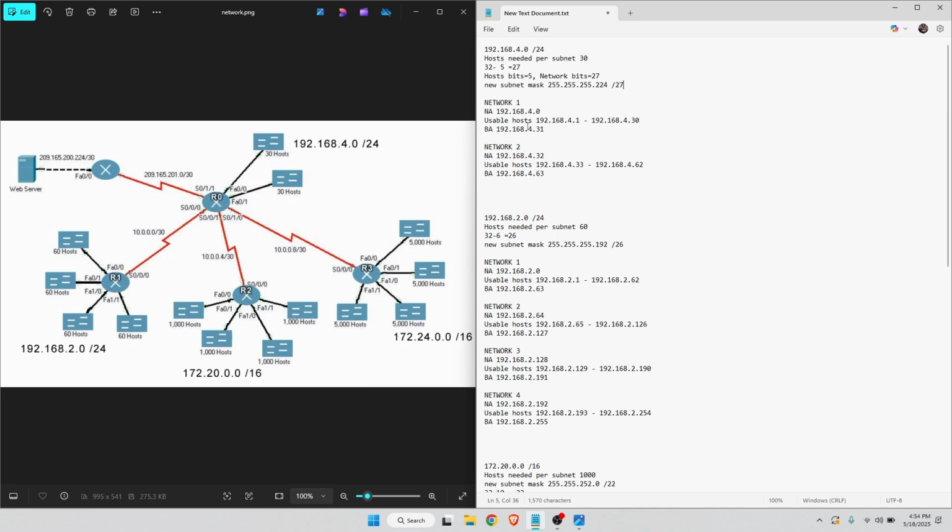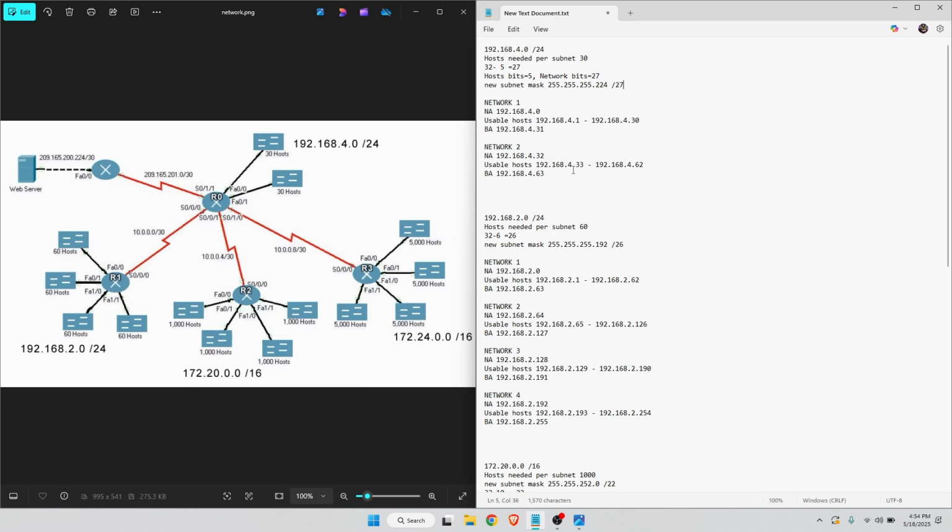Remember, the first and the last address are not usable. They are the network address and the broadcast address respectively, so anything that's in between is the ones that are usable. So that will be from between 192.168.4.1 to 192.168.4.30. That's network 1.